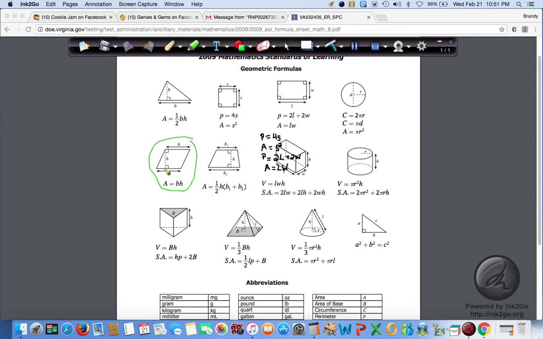So see how they have to draw this dotted line? That's for the H. They have to give you a vertical height. The slant height, this guy right here, is not the true height of a parallelogram. You also may notice there is no P. We don't know the perimeter. There's no formula for perimeter.